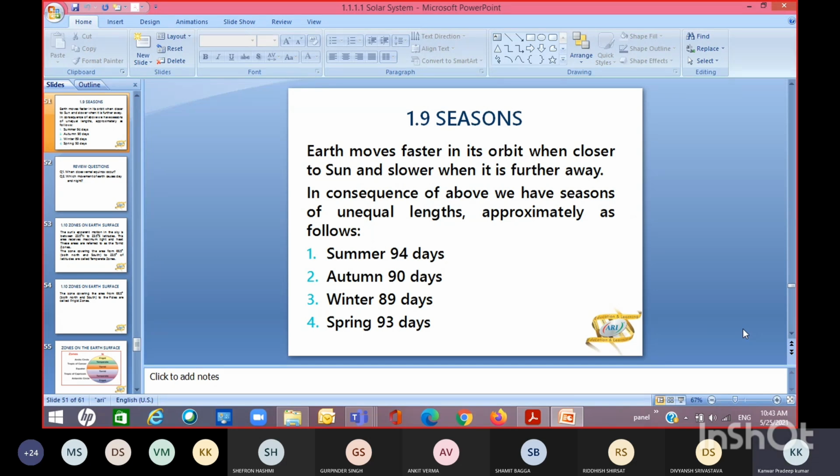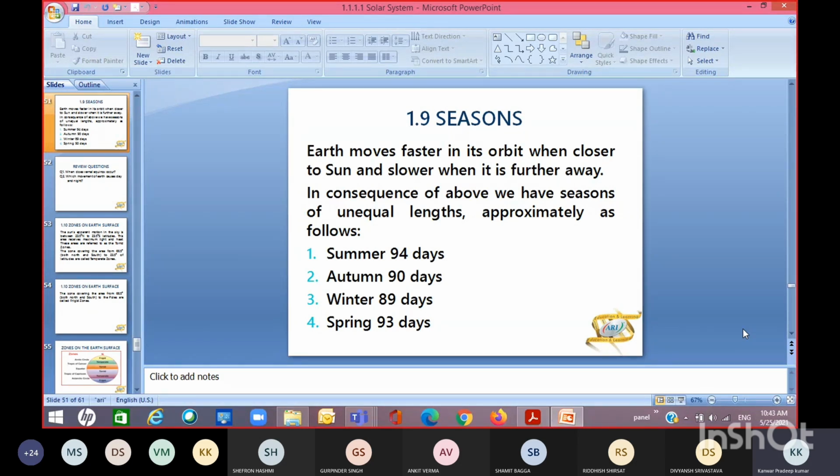Because if the path of the earth would have been circular, then the division into those four quadrants, 365.25 divided by 4, all would have been 91.31 days. But you can see over here that spring is 93 days, winter 89, autumn 90 and summer 94.